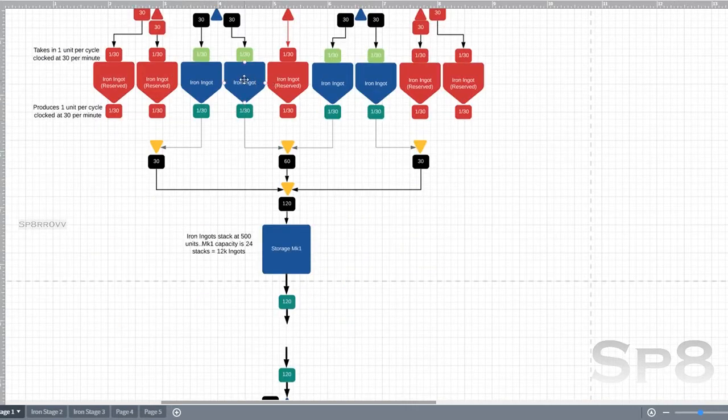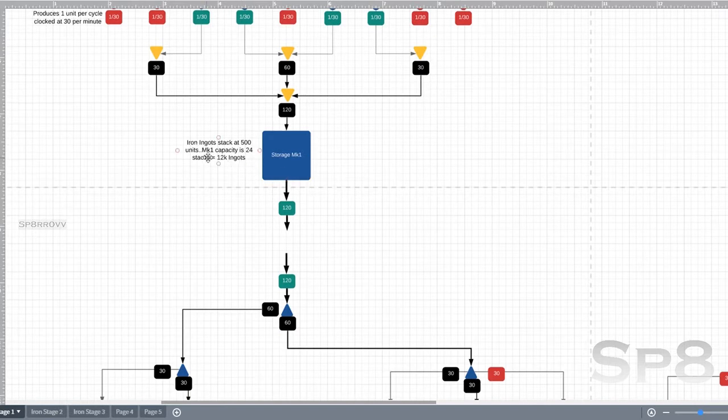I'm able to take one smelter, I produce one unit at a time, 30 times a minute. My belts can hold 60 on a Mark 1, and I'm going to run everything in. I'll get my 120 if I can get a Mark 2 belt in here, and I'm going to store everything. Some people argue, why do you need storage? Why not just run it right into the thing?